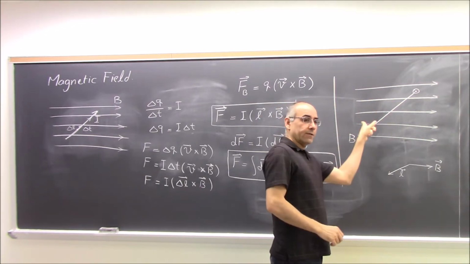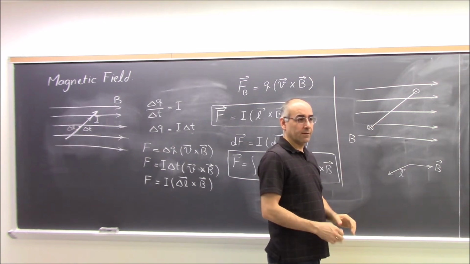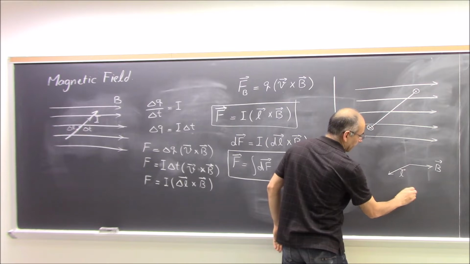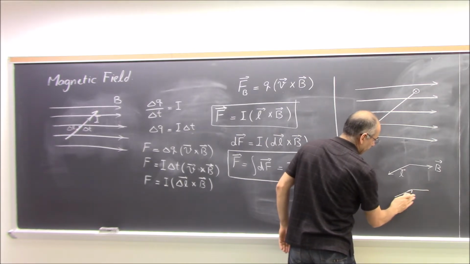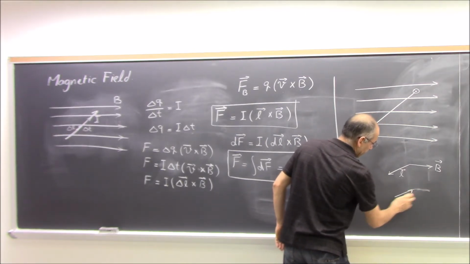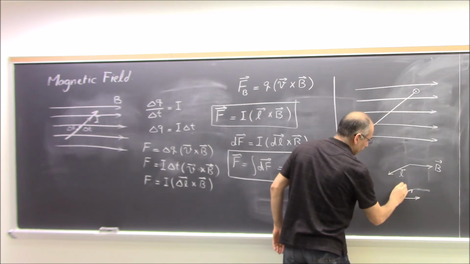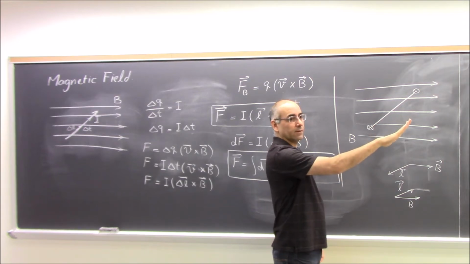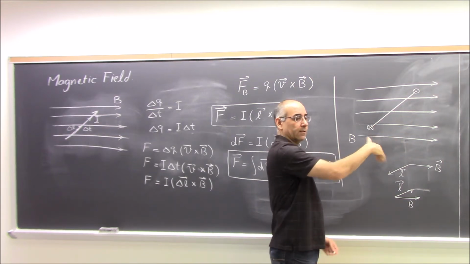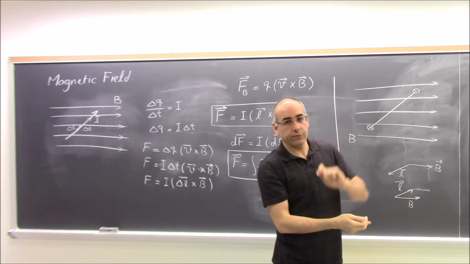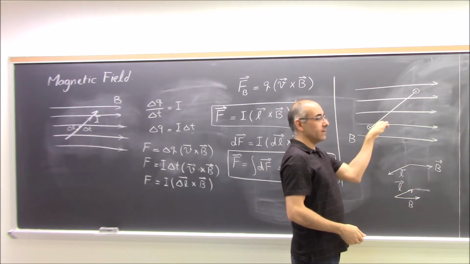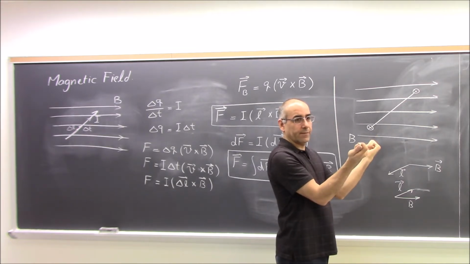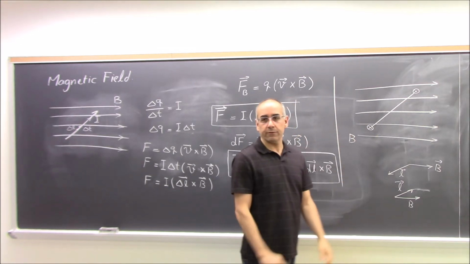What is the force on the other side? It will be like L this way and B this way. L cross B will be inward. So on the near side, the force will be outward. On the far side, it will be toward the page. So these two cancel each other, right? So we can just forget about those two.